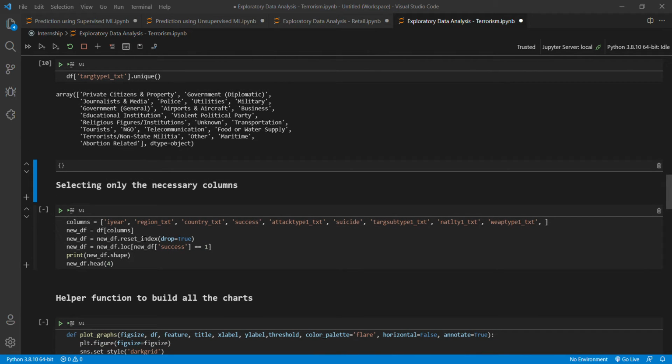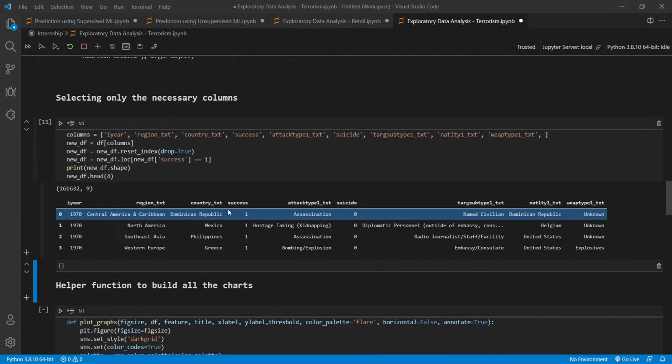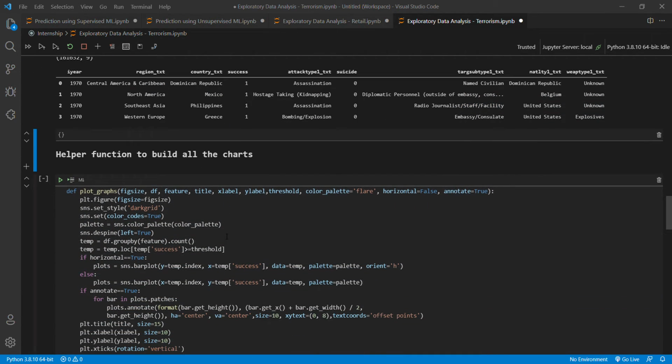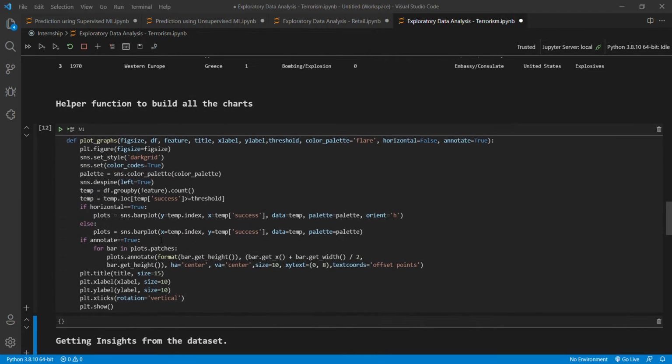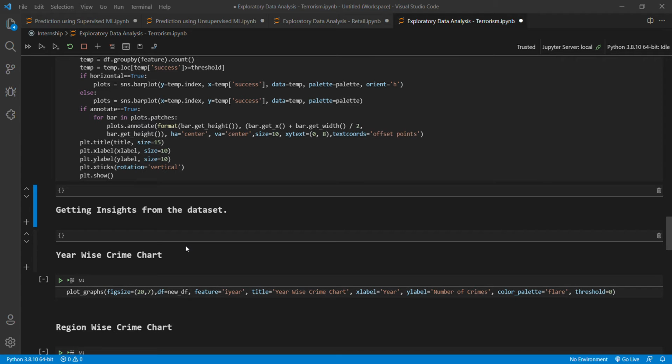So of course we will be selecting only the necessary columns, which are these, and we'll be creating a new, customized data frame and use that for the plotting options. After that, I'll be building a helper function that will help me to plot all the charts using the data frame. Now I'll be getting insight from the dataset.